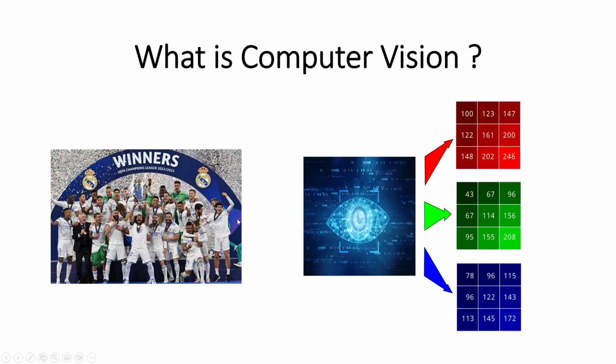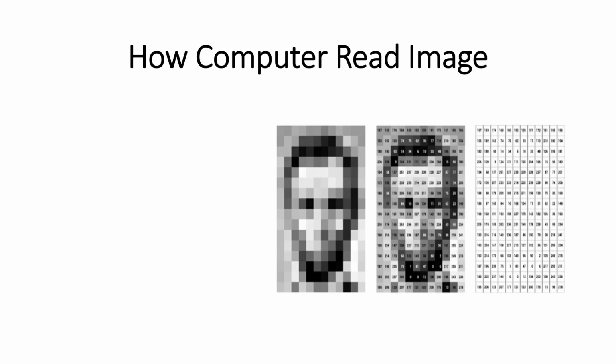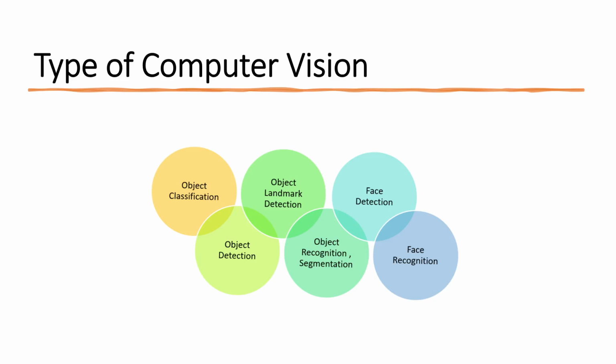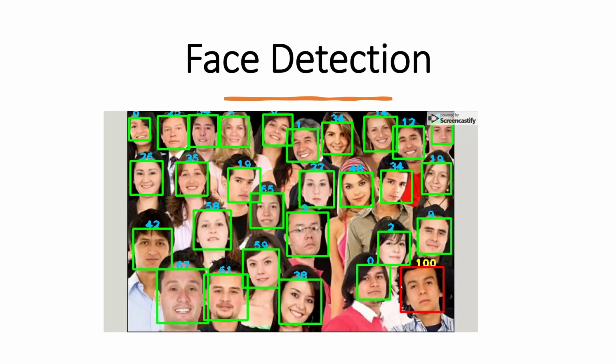In terms of a computer, if it is an RGB image, it sees it as three matrices, and when it is a grayscale image, it is 2D. We also saw the definition, and some remarkable types of computer vision like object classification, object detection, face recognition, and face detection. And we saw an example of how CV works for face detection.